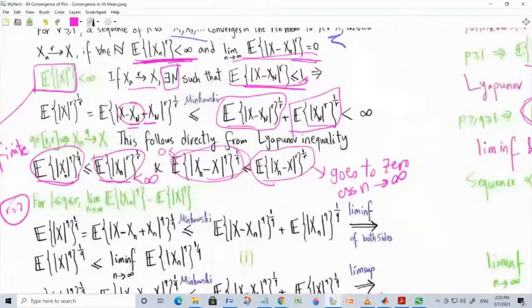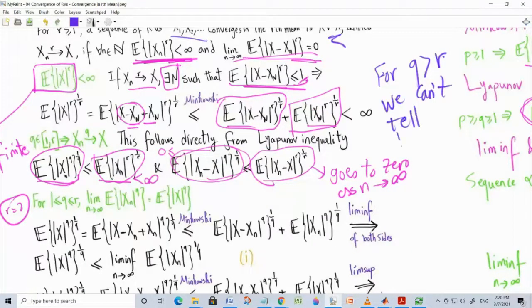So here is something very important. For Q greater than R, we can't tell directly. We must check. Sometimes we have this, sometimes not. So if I tell you that there is convergence in the rth mean and R is equal to 2, can we put R equals 2.5 or 3? Well, you need to check. Sometimes it will work, sometimes it will fail.